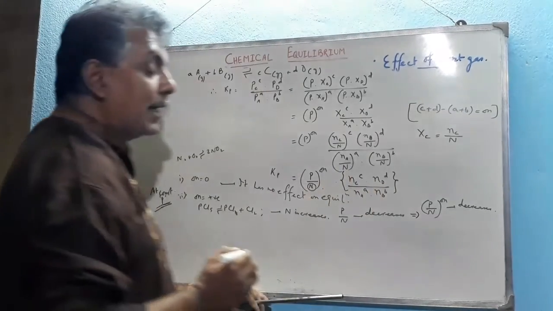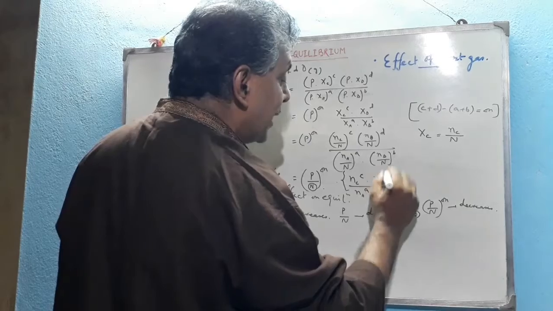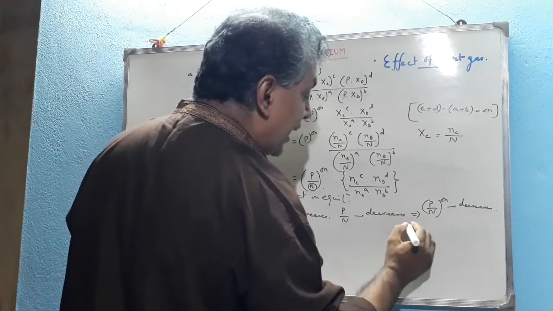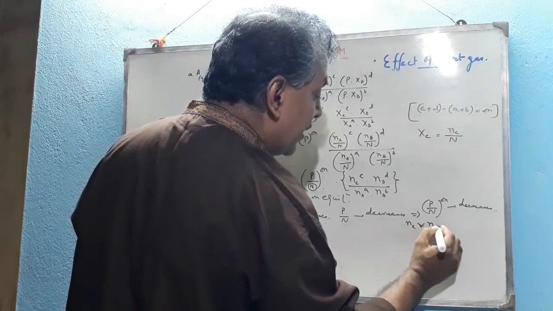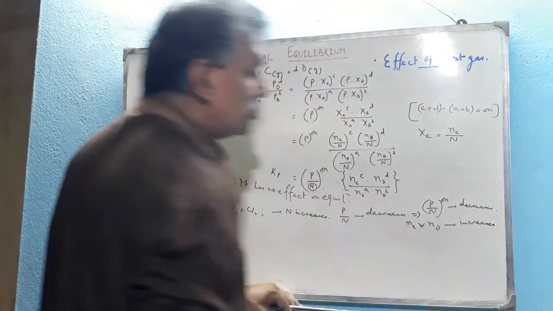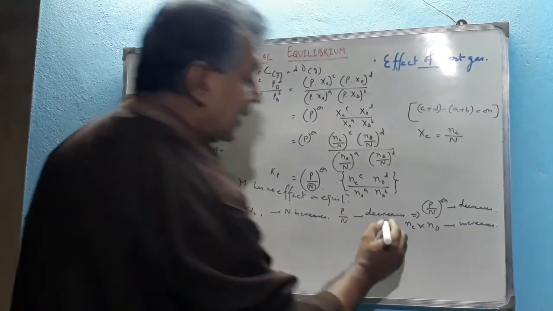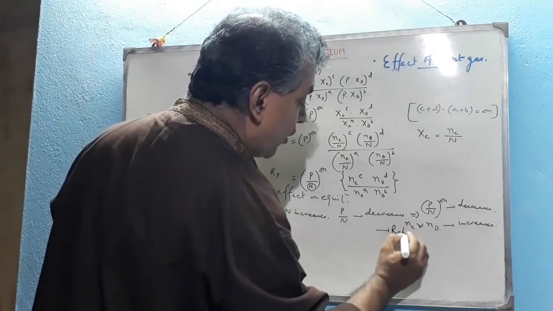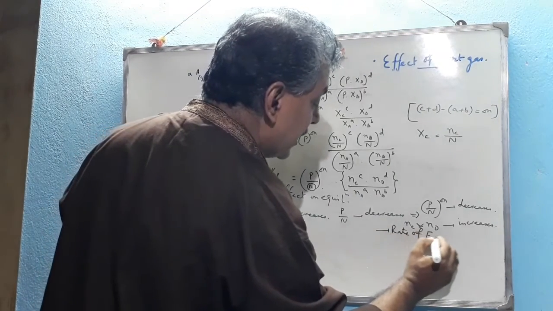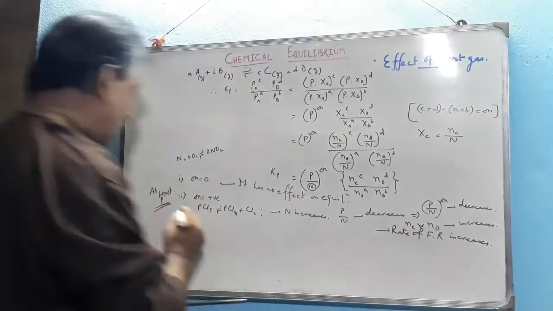Therefore, as this value decreases, this value has to increase, so that the numerator, this is actually Nc to the power C, Nd to the power D. That means numerator Nc and Nd increases. So rate of forward reaction, that means rate of formation of the product increases. See this at constant pressure.